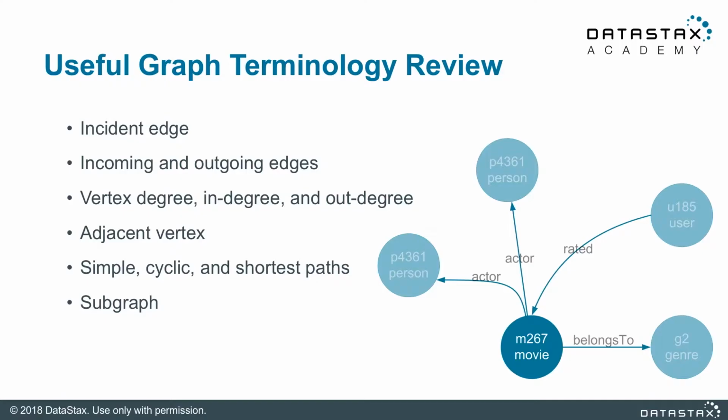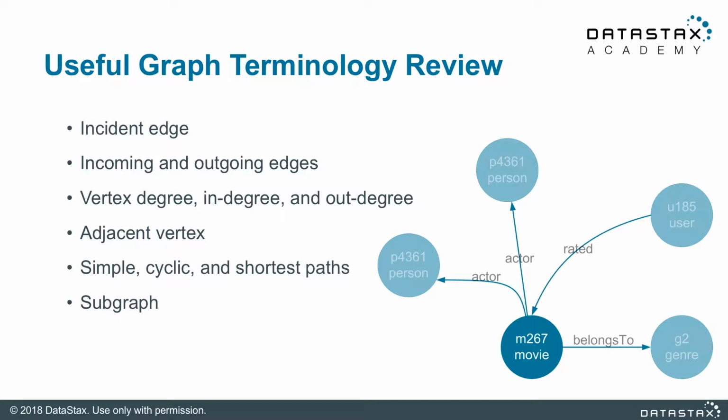Graph databases are based on graph mathematics. Though not required, it is helpful to know the meaning of a few graph theory terms. So let's take a look, and we'll use the example on the slide to explain some of these terms. First, let's start with incident edge. An edge is called incident to a vertex when the vertex is one of the edge's endpoints. For example, actor is incident to movie M267, or rated as well as another incident edge.